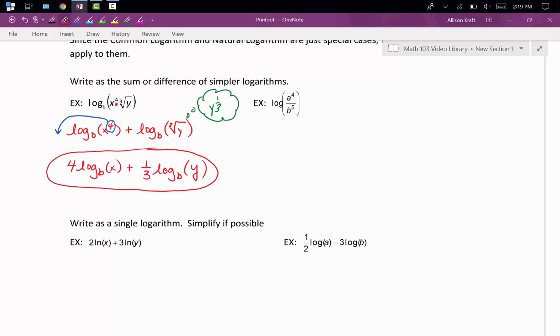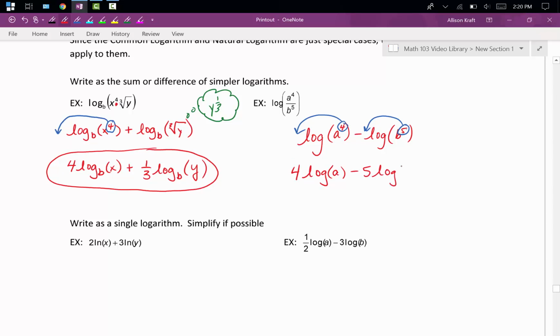Next we have log base 10, so there's our common log, of a to the 4th divided by b to the 5th. Since there's a quotient in our argument, we'll rewrite this as subtraction: log of a to the 4th minus log of b to the 5th. Both of our arguments have exponents, so both of them will come out in front as coefficients. We get 4 times log of a minus 5 times log of b.